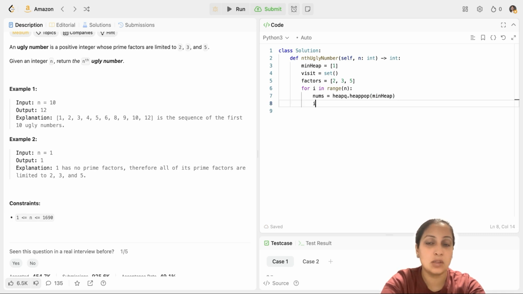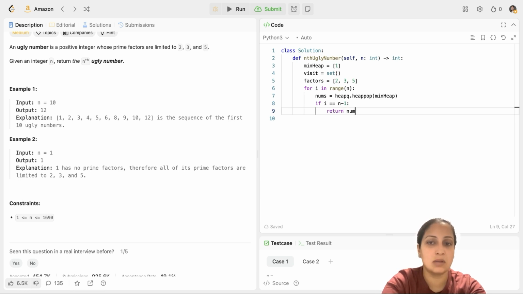How will I know that this is the nth value? So I will check if my i index is equal to n minus 1. If it is, then I will return my nums because that is the value desired for returning. If it is not the n minus 1th index, I have to multiply it by the factors that are 2, 3, and 5. So whatever value I have popped, that is the minimum at that point. And I have to multiply that value with 2, 3, and 5 to add more factors.